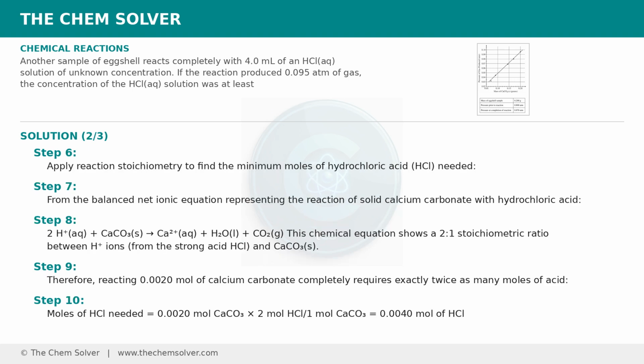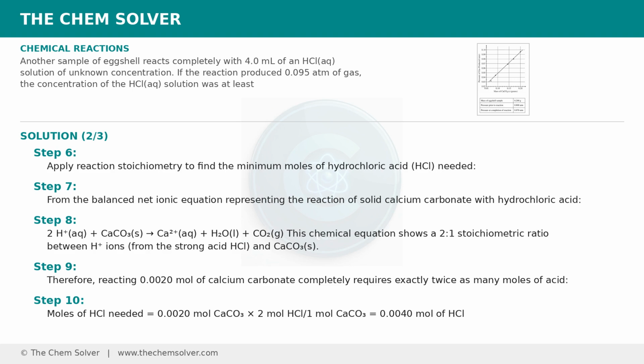Apply reaction stoichiometry to find the minimum moles of hydrochloric acid, HCl, needed from the balanced net ionic equation representing the reaction of solid calcium carbonate with hydrochloric acid. 2H+ plus CaCO3 gives Ca2+ plus H2O plus CO2. This chemical equation shows a 2-to-1 stoichiometric ratio between H+ ions from the strong acid HCl and CaCO3. Therefore, reacting 0.0020 moles of calcium carbonate completely requires exactly twice as many moles of acid.